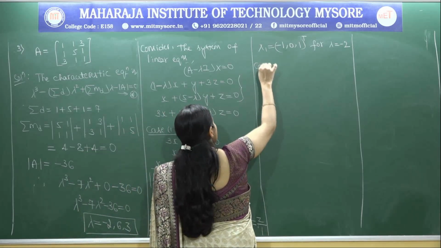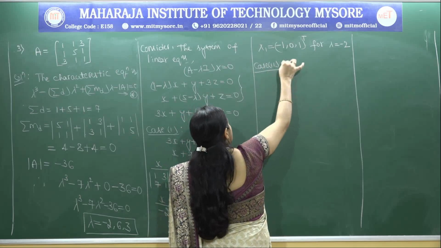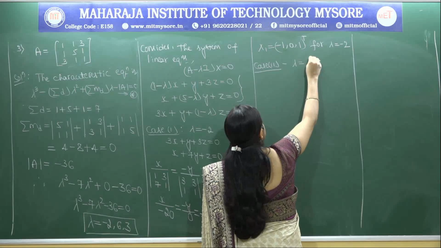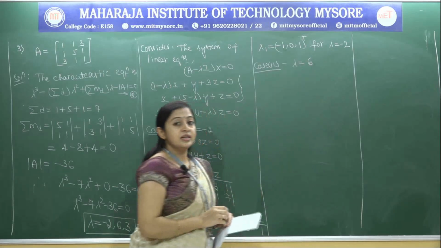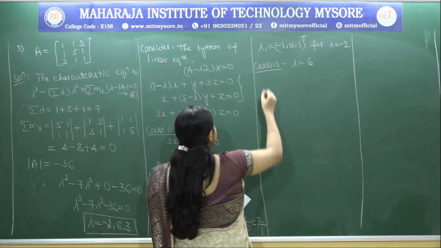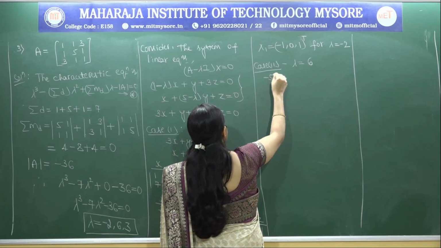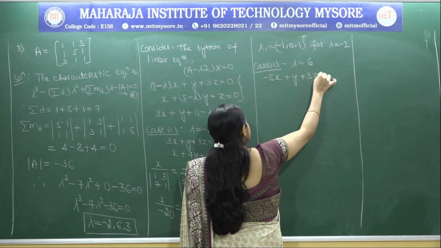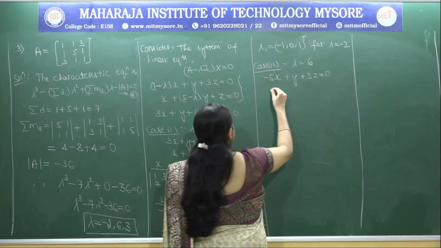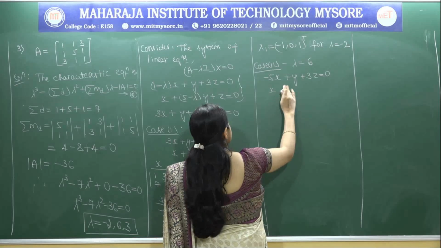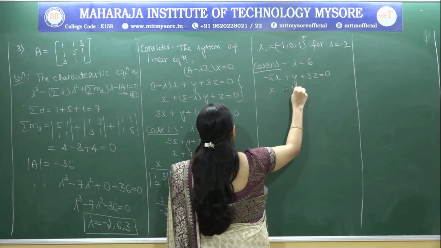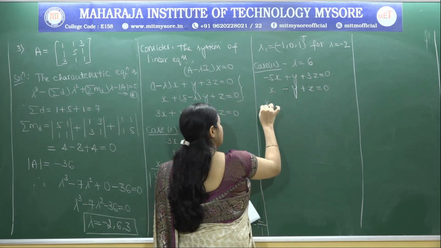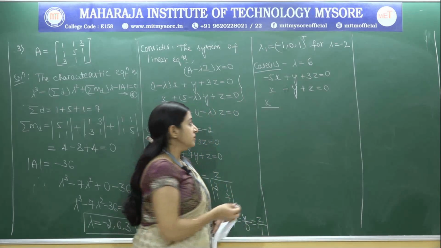Similarly, case 2, put lambda equals 6 in the system of linear equations. So 1 minus 6, you will get minus 5x plus y plus 3z equals 0. Second one, 5 minus 6, you will get minus y plus z equals 0. The same as the case 1.